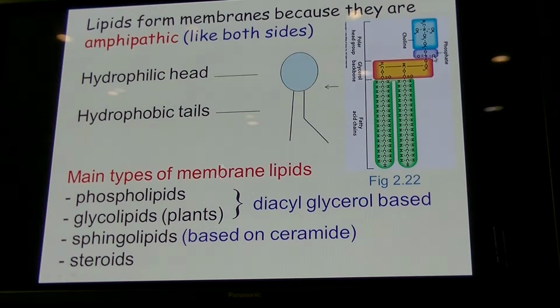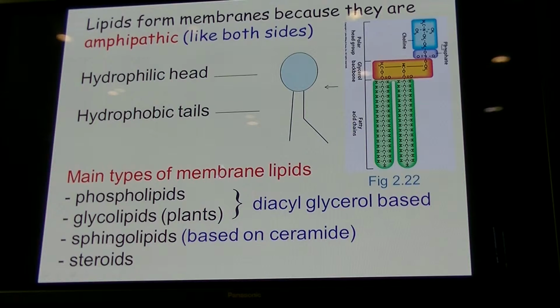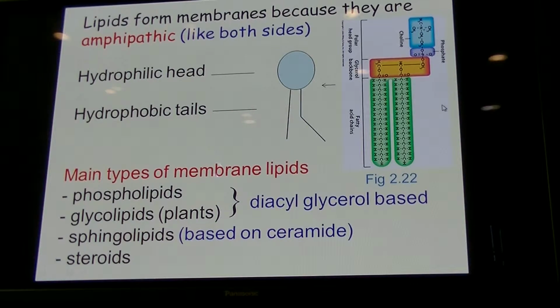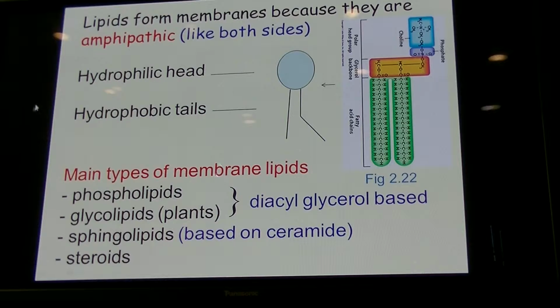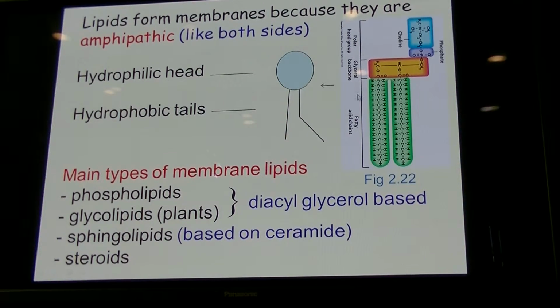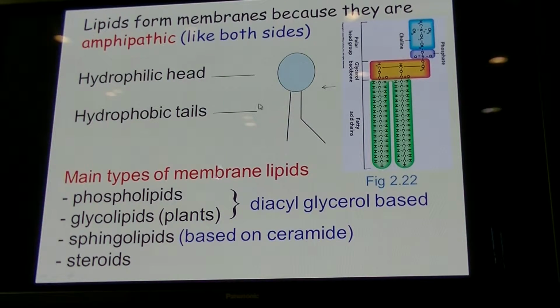So the choline and the phosphate are very polar, very hydrophilic, and the fatty acids are very hydrophobic. In other words, this molecule has a hydrophobic side and a hydrophilic side. We call such a molecule amphipathic. Amphipathic means that it likes 2 sides. So the hydrophilic head likes to be in water, that's the hydrophilic head. The hydrophobic tails like to be in a hydrophobic, non-aqueous environment.